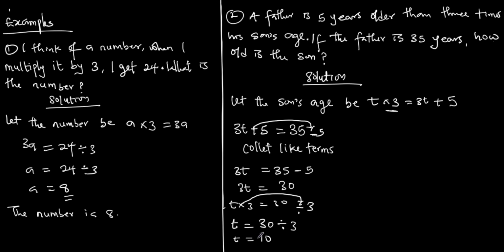Now the question says, how old is the son? It was given in word. So since we've gotten the age of the son, which is t, right? Remember the son's age is t, not 3t. So we've gotten t to be 10. You now rewrite your answer in word. So you say the son's age is 10.